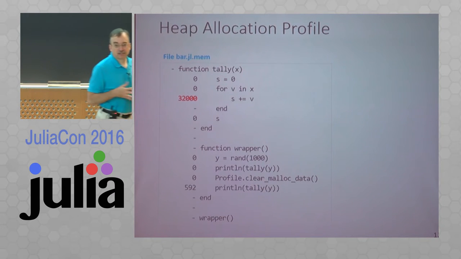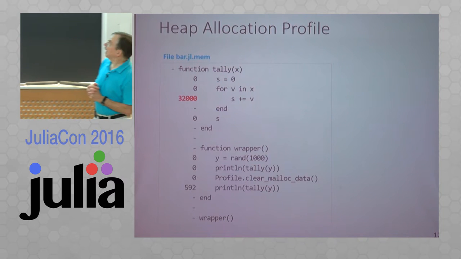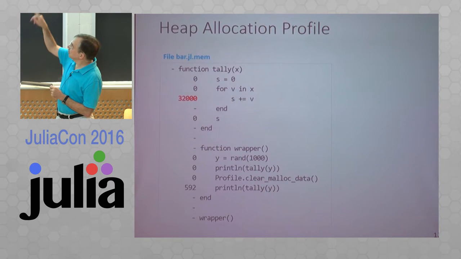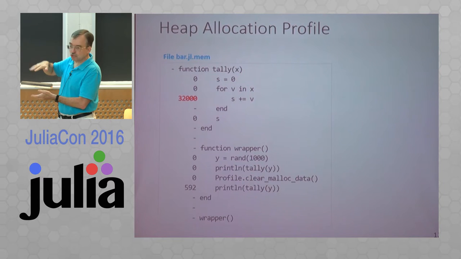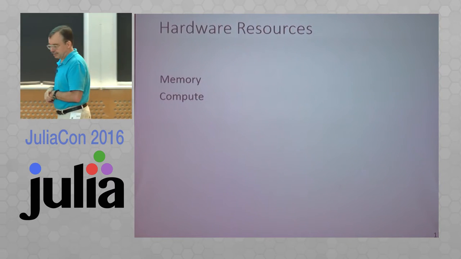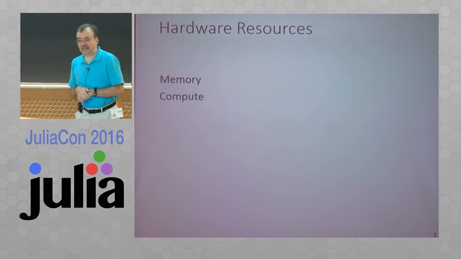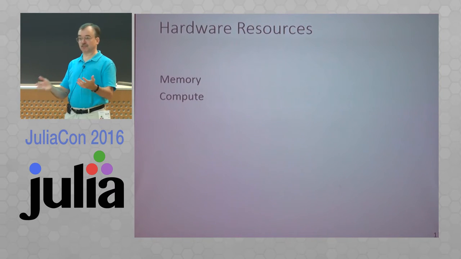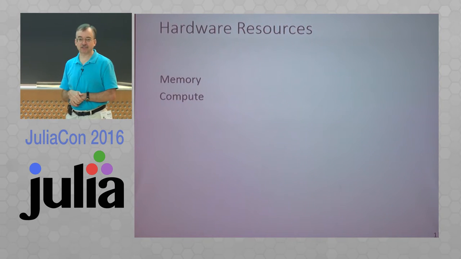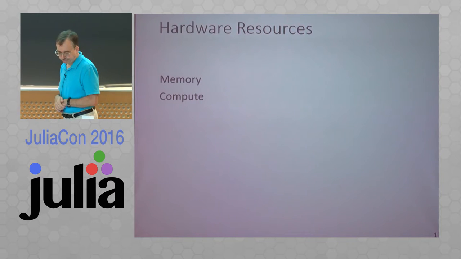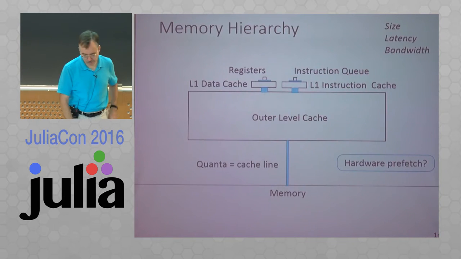And then I look at the .mem file, and it'll show me each line of the file, the source, and the number of memory allocations. And looking at it, I'll see there's 32,000 allocations for just doing this plus equals, which is a sign that there's an issue. And I'll go into later what the issue is.